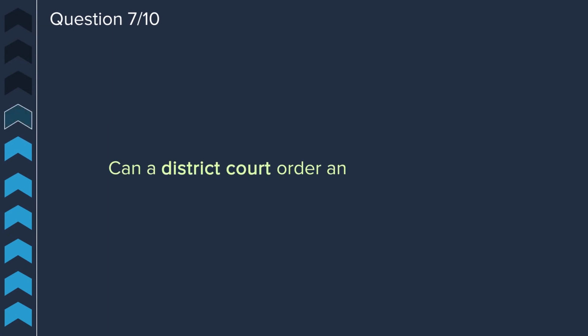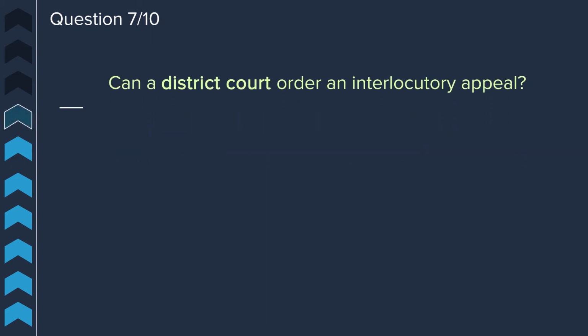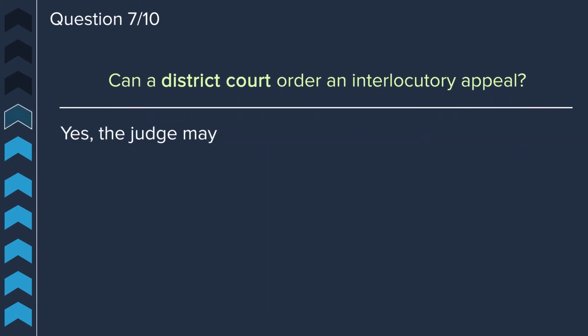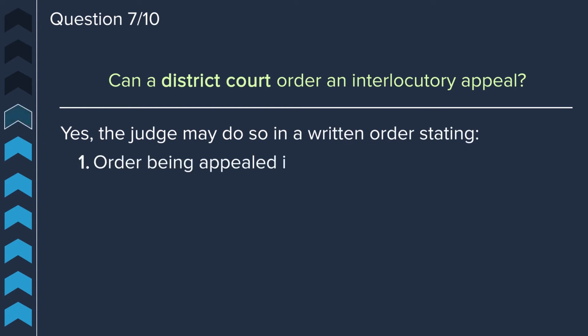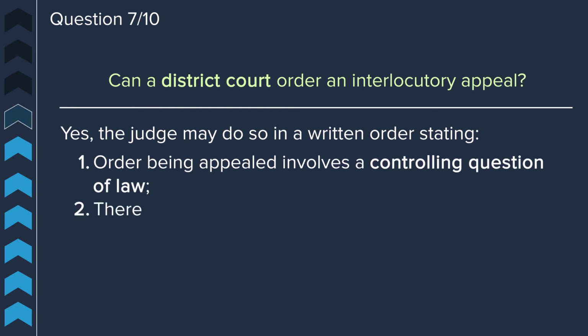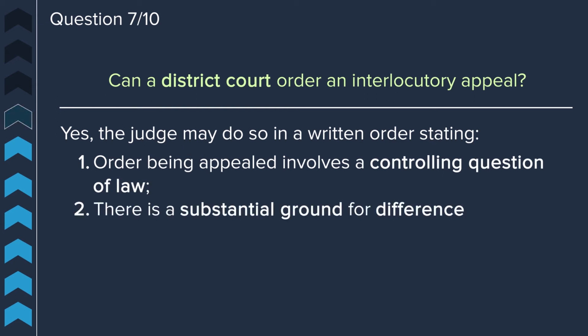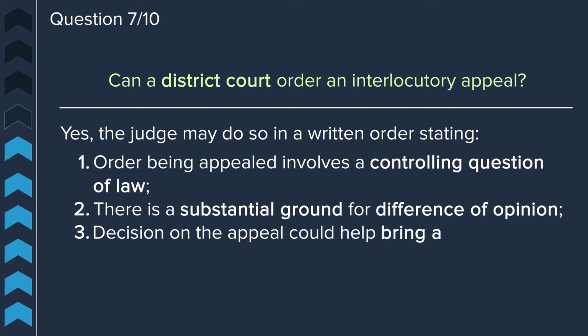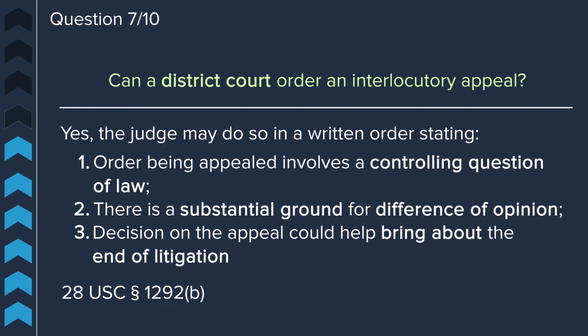Question 7. Can a district court order an interlocutory appeal? Yes, the judge may do so in a written order that states 1. That the order being appealed involves a controlling question of law, 2. That there is a substantial ground for difference of opinion, and 3. That the decision on appeal could help bring about the end of litigation.